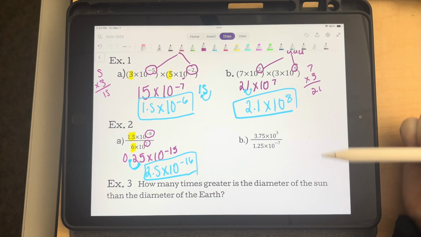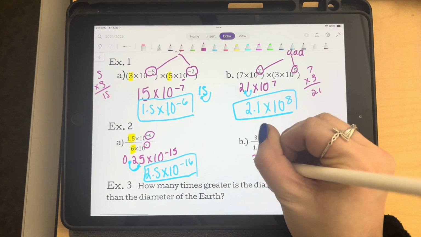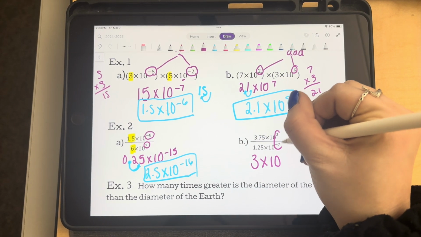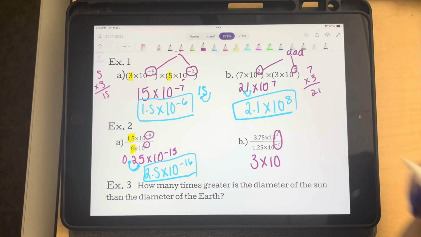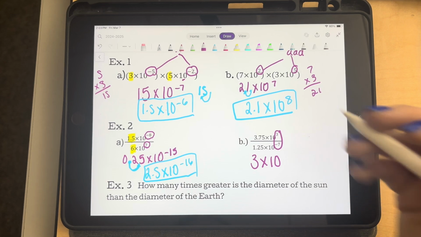B, divide those numbers. So 3.75 divided by 1.25 is going to give you 3. And then we've got times 10. And then subtract these exponents. Really be careful with this. This is what I was telling you about with exponent rules. This is one common mistake.